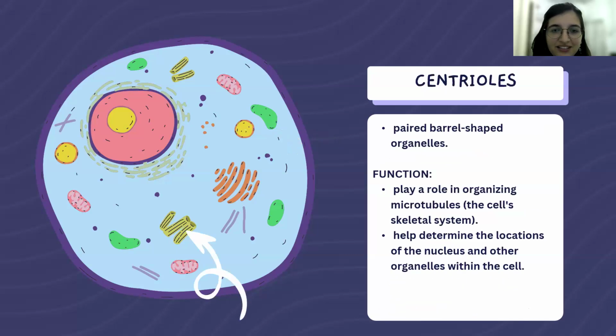And centrioles, these are like the skeleton, they are the ones that organize microtubules, which are like the skeletal structure of the cell, what holds the structure of the cell together. And they also help locate what goes where, like where the nucleus is going to be, where the mitochondria is going to be.